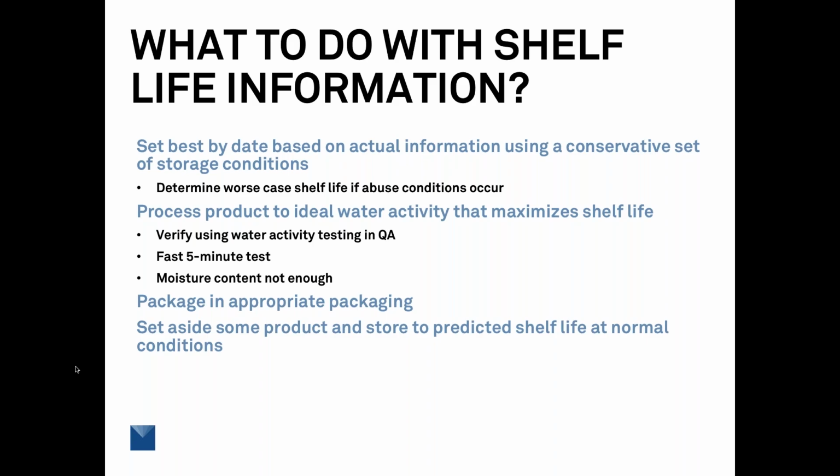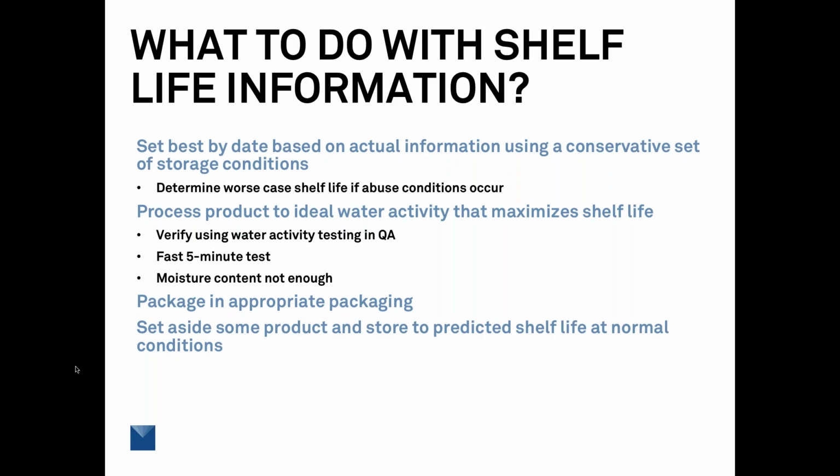Once you've identified an ideal water activity range for your product that's going to maximize its shelf life, beyond just being able to determine what that shelf life is, you now know what water activity you need to process your product to in order to maximize that shelf life. So the whole process is also identifying the ideal water activity range. For example, for our shortbread cookie, we wanted it to be below 0.5.